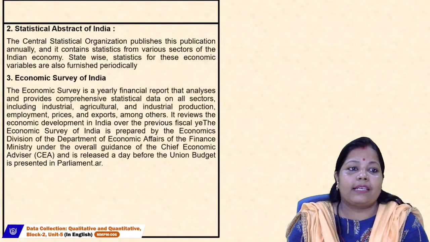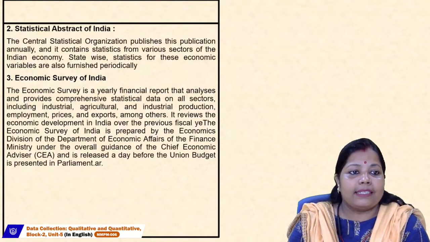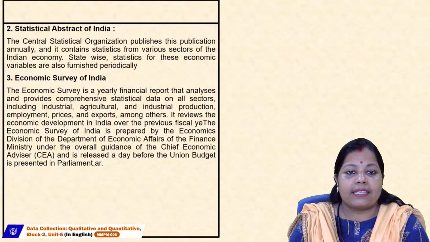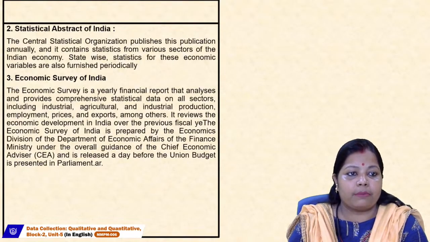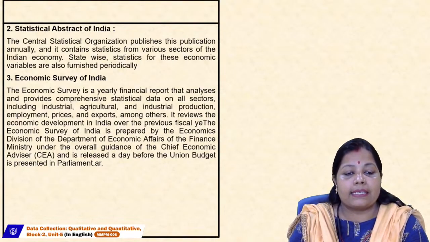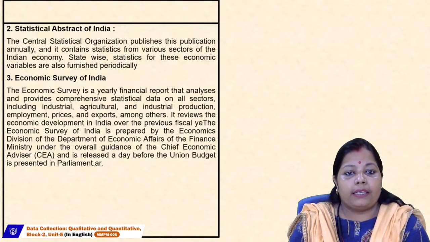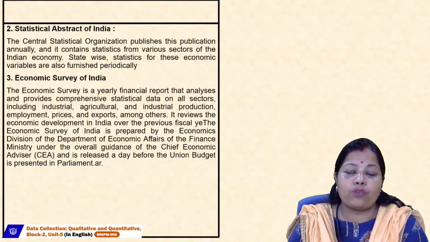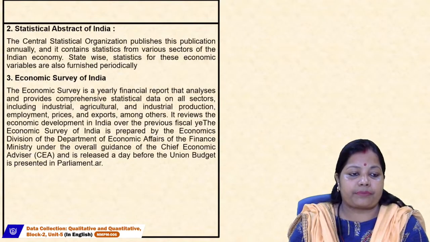The second one, as discussed, is the Statistical Abstract of India. The Central Statistical Organization (CSO) publishes this annually. Each year it is published by the Government of India, and it contains statistics from various sectors of the Indian economy. The statewide statistics for these economic variables are also furnished periodically in the Statistical Abstract.